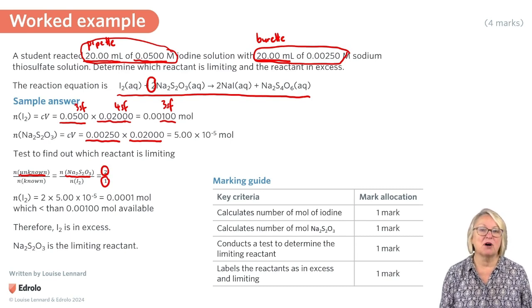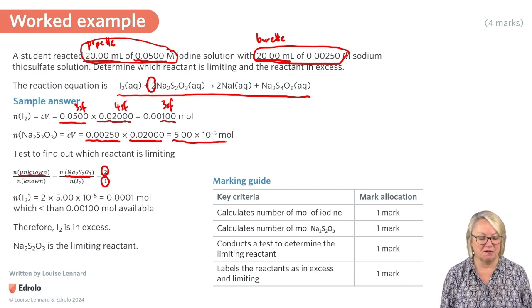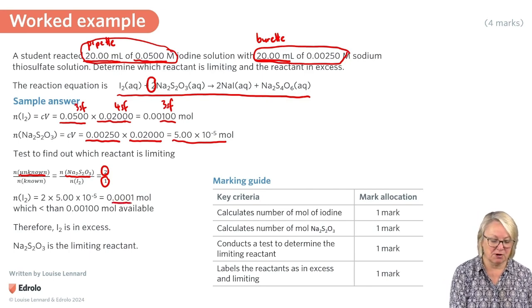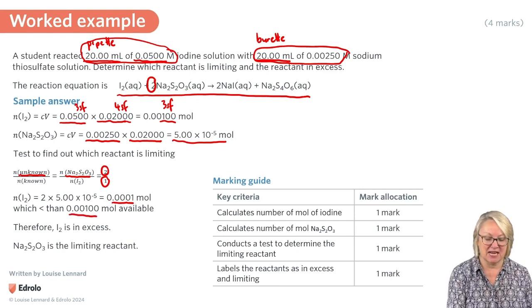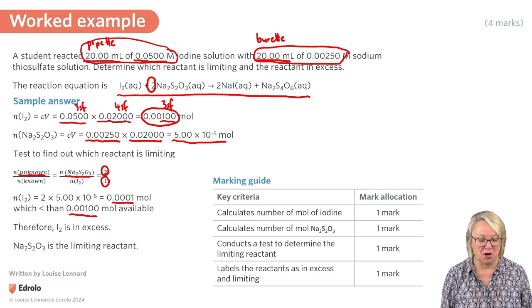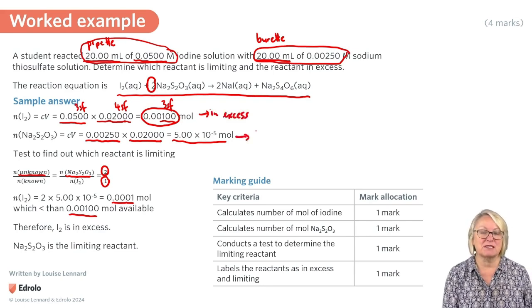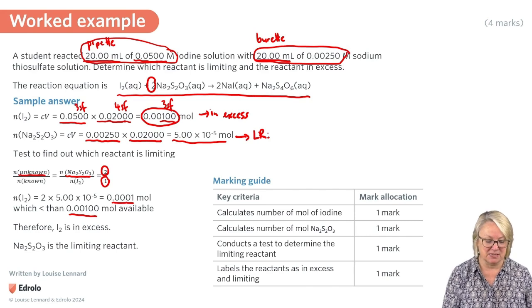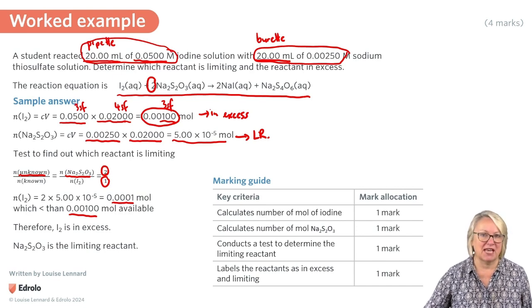So that means the number of mole of iodine is 2 times 5.00 by 10 to the minus 5 mole equals 0.0001 mole, which is less than the actual amount that we have, 0.00100 mole. Therefore, the I2 is in excess. Na2S2O3 is our limiting reactant. And we use the limiting reactant to answer the final question that we've been asked, but we haven't had that yet.